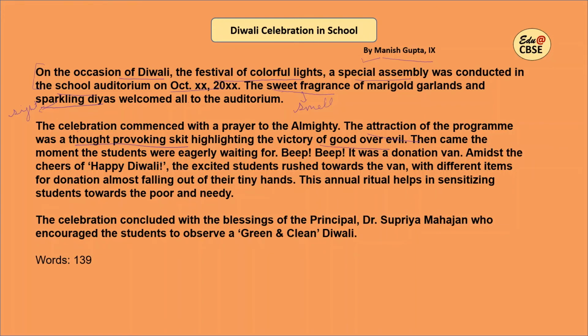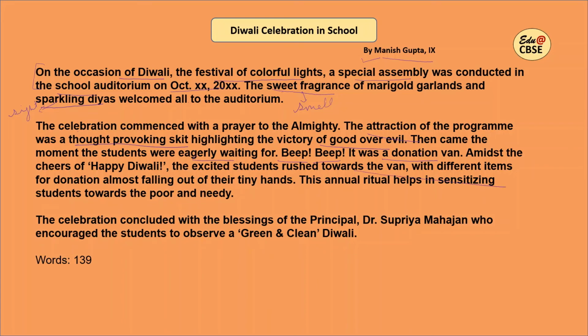Then came the moment the students were eagerly waiting for. Here again I'm grabbing the attention. So what were the students waiting for? Since it's Diwali, maybe the reader will think that it is some Diwali gifts. But here I have beep beep. So sense of sound here, sense of hearing. Beep beep. It was a donation van. Amidst the cheers of Happy Diwali, the excited students rushed towards the van with different items for donation almost falling out of their tiny hands.